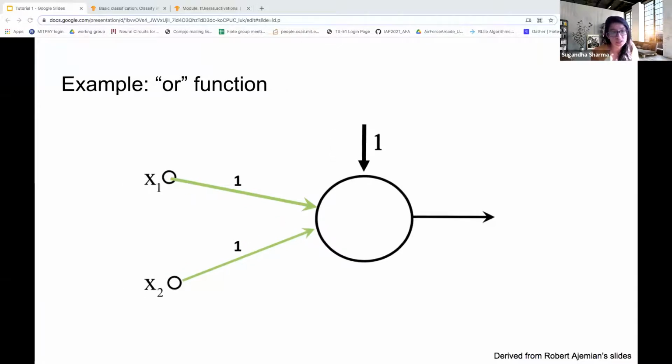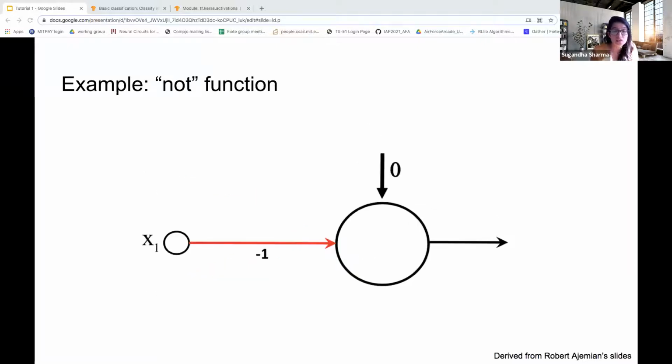Similarly, we can pick the weights and the threshold to implement an OR function. In this case, our threshold just needs to be 1. And similarly, we can construct a NOT function using a weight of -1 and a threshold of just 0. So this is basically a network where you're building the architecture of the network in order to implement a certain computation.